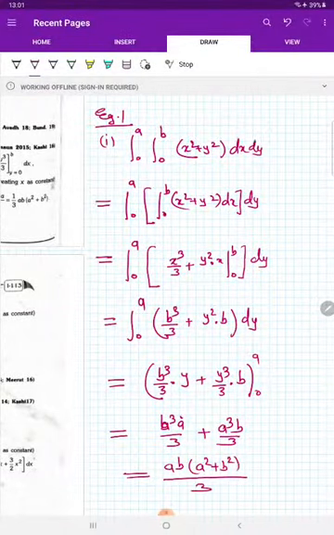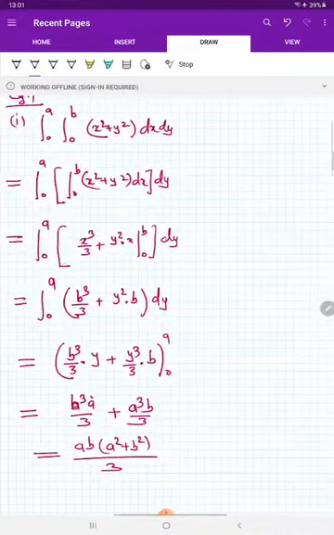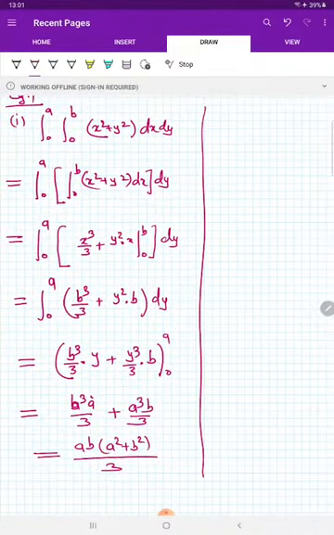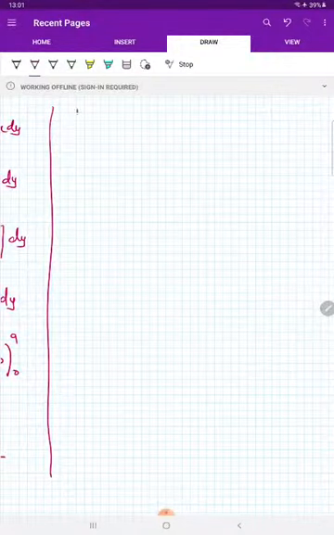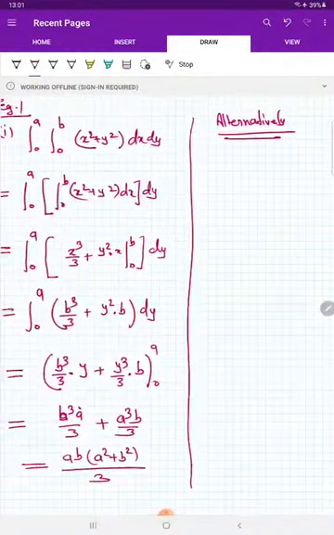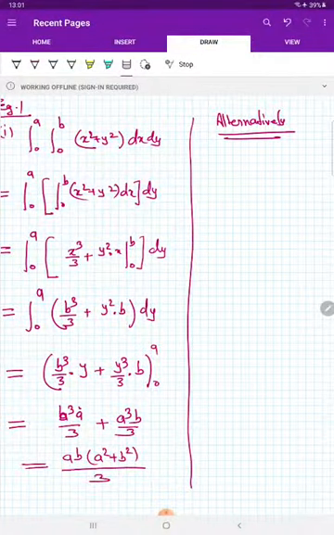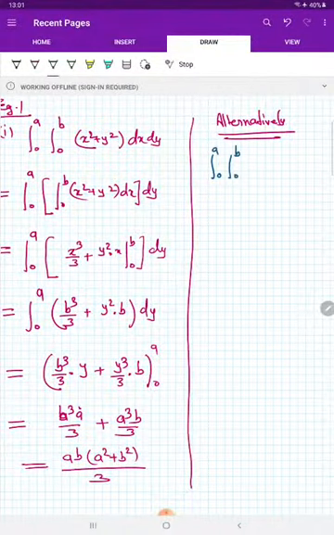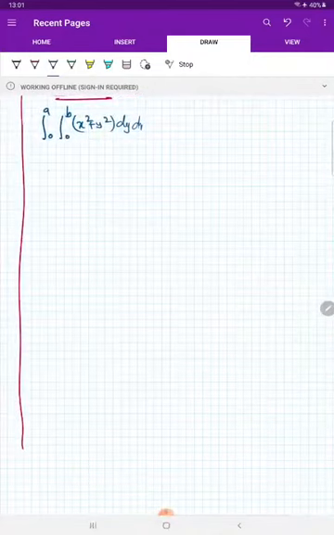So what would happen if we integrate in reverse order? Let us see. Alternatively, the integral from 0 to a, 0 to b, of the function x square plus y square dy dx. First we write it in this form: the integral of x square plus y square dy, and then with respect to x, 0 to a.